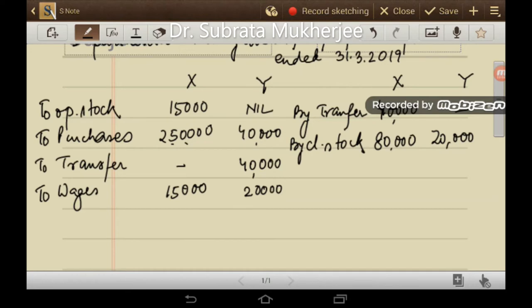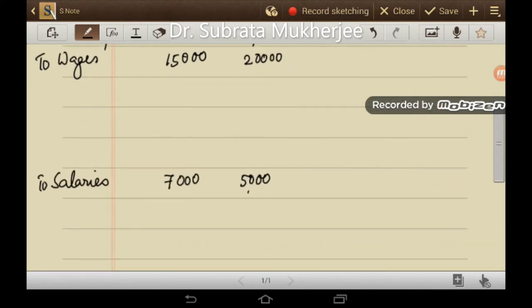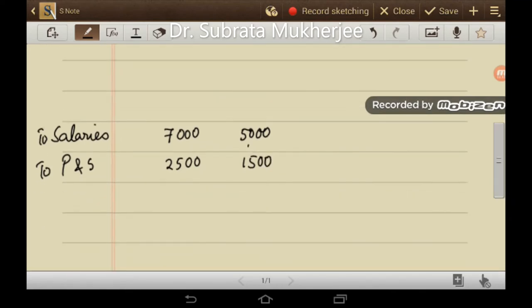Next is printing and stationery. So in the PL account, to printing and stationery, we have 2,500 and 1,500. Next is machinery. So to depreciation on machinery in department Y is 1,500, because 10% on 15,000 is 1,500.